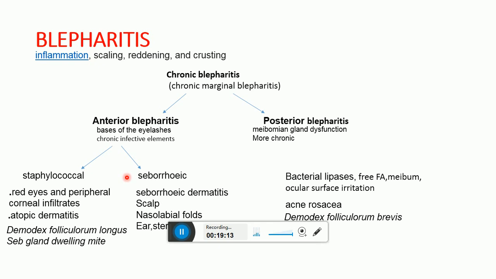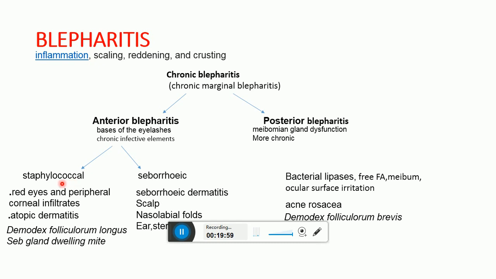It is sometimes regarded as related more to chronic infective elements, and hence more amenable to treatment and remission than the posterior form. An etiological factor in staphylococcal bacterial blepharitis may be an abnormal cell-mediated response to components of the cell walls of Staph aureus, which may also be responsible for red eyes and peripheral corneal infiltrates in some patients.